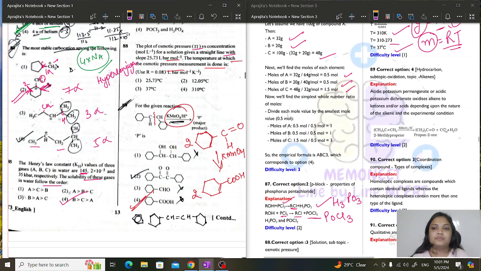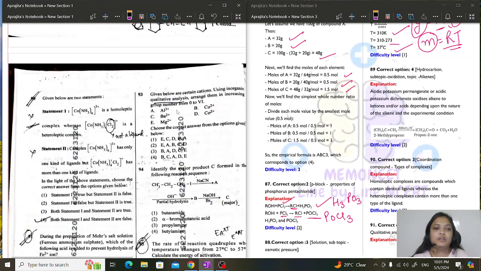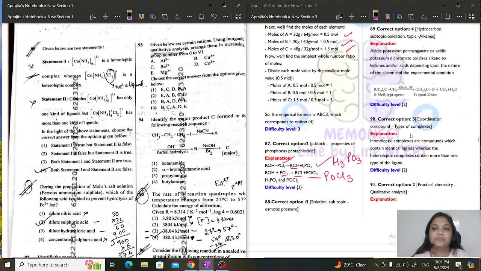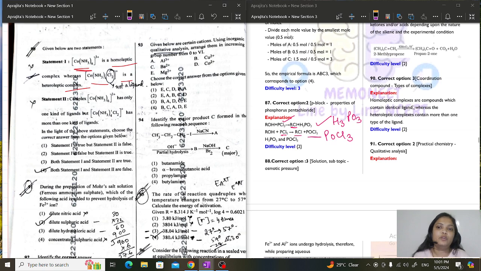Okay. Next is question number 90. So there are some coordination complexes given. [Co(NH3)6]3+ is a homoleptic complex, while [Co(NH3)4Cl2] is a heteroleptic complex. So yes, students, homoleptic complexes are the ones which have identical ligands, whereas heteroleptic complexes are the ones which have more than one type of ligand.